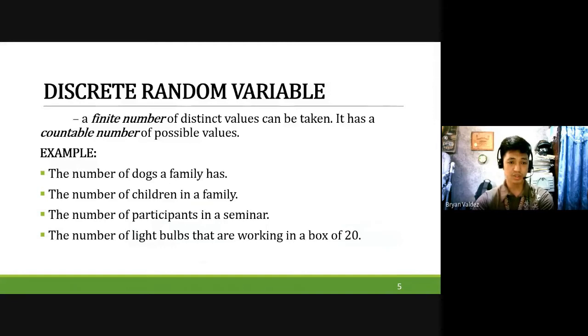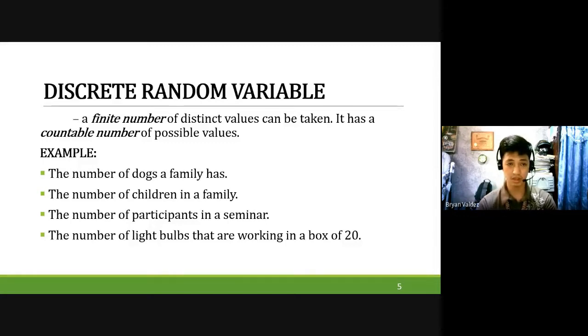Okay, so there are two types of random variables. The first one is the discrete random variable. By definition, it is a finite number of distinct values. It has a countable number of possible values. So a discrete random variable is a variable with a finite number. When you say finite number, meron siyang limit.